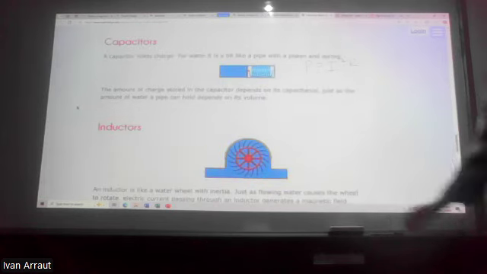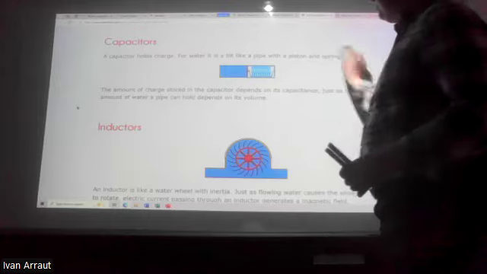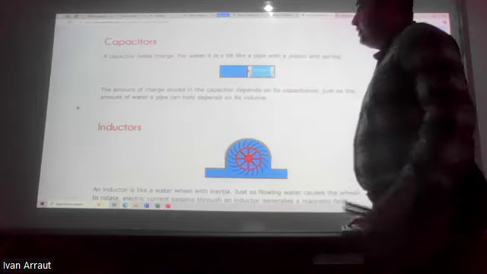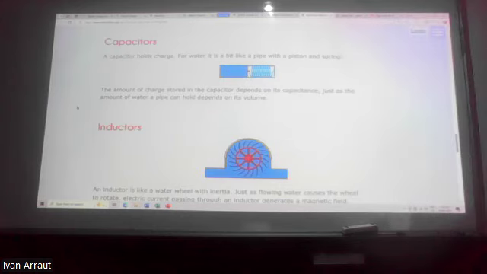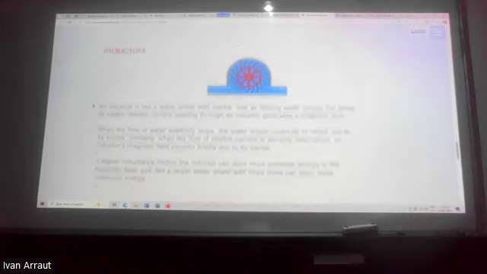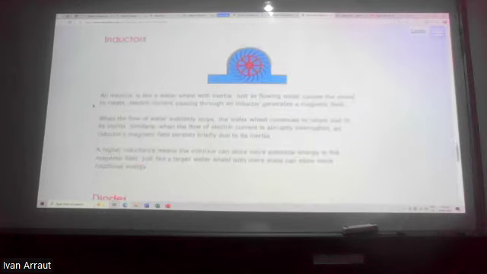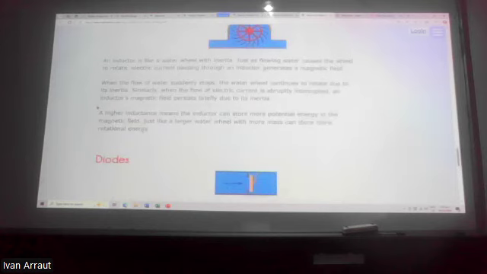Capacitors are something we will see later. Capacitors are very useful in electronics. They are equivalent somehow to springs. They can store charge. Inductors, well, I will not go into details because we will see this later. Pistons, diodes, etc. But these are issues of electronics which we will see later.